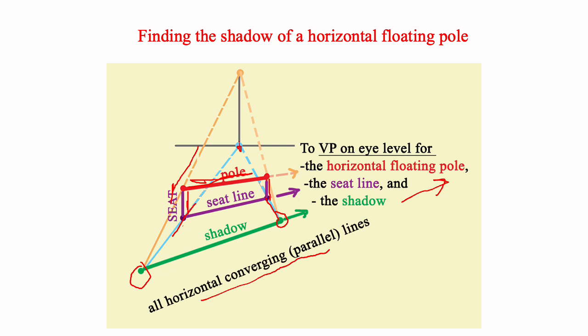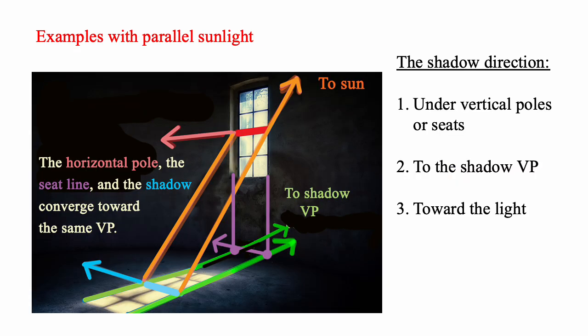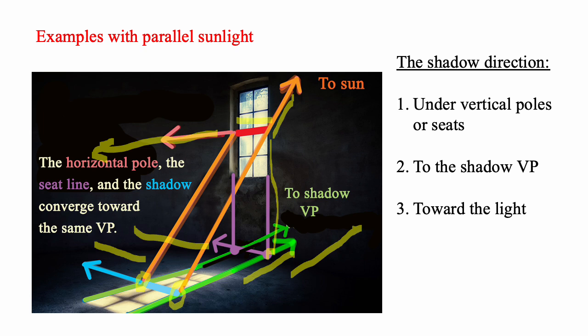But the actual shadow direction is this way because the shadow vanishing point always has to have a vertical relationship with the sun. To find the shadow for this horizontal pole, establish seats to the casting surface, and run shadow lines through the bottom of the seats and light rays through the tops of the seats, and where they intersect are the two ends of the shadow. The shadow, the seat line, and the pole all converged in the same direction toward a vanishing point on eye level, whereas the actual shadow direction is toward the right.